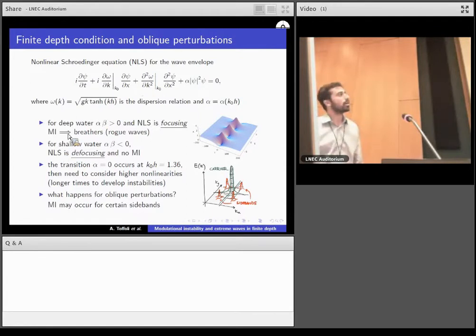This study is valid in 1D, and in particular, there is a characteristic number, which is essentially the product of the carrier wave number and the depth. When this product is equal to 1.36, the nonlinear term here vanishes. So it means that we are no more in the focusing or defocusing case, and we have to consider higher order nonlinearities. So this magic number tells us essentially the critical limit for having this modulation instability mechanism. But all this theory is valid in 1D. When one considers 2D, so for example oblique perturbation, one may prove theoretically that modulation instability may occur also in shallow water waves.